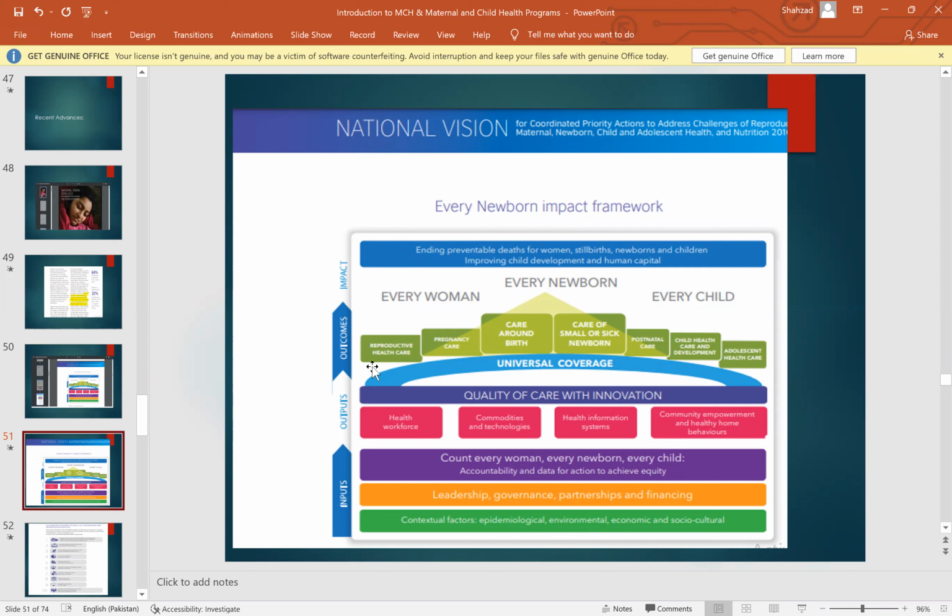Then the universal coverage: reproductive health care, pregnancy care, care around birth, care of small or sick newborns, postnatal care, child health care with development, and adolescent health care. So every woman, every newborn, and every child: ending preventable deaths for women, stillbirths, newborns, and children, improving child development and human capital.